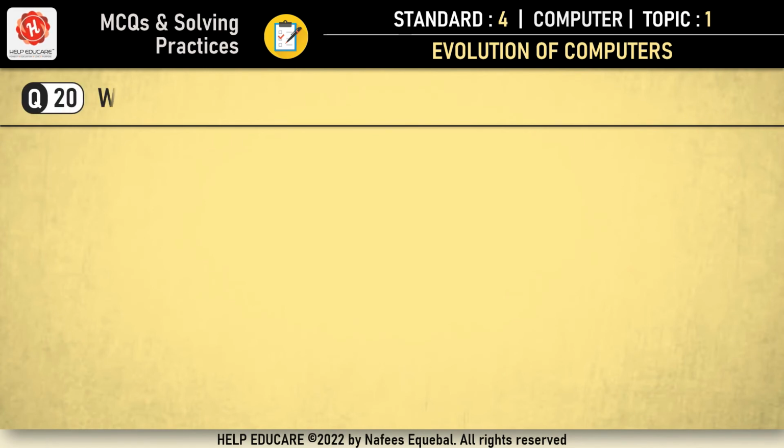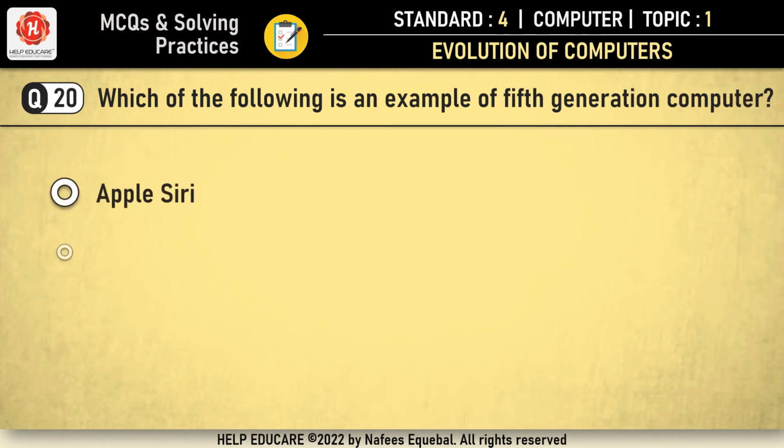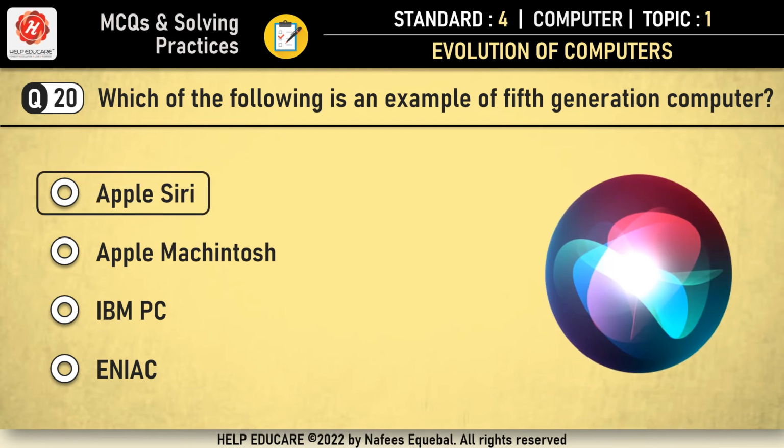Question number 20. Which of the following is an example of 5th generation computer? First option, Apple Siri. Second option, Apple Macintosh. Third option, IBM PC. Fourth option, ENIAC. Answer will be displayed in 10 seconds. Correct answer is Apple Siri.